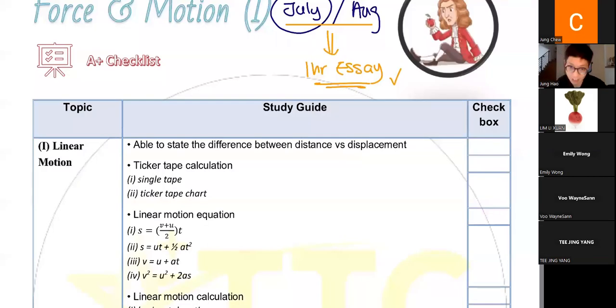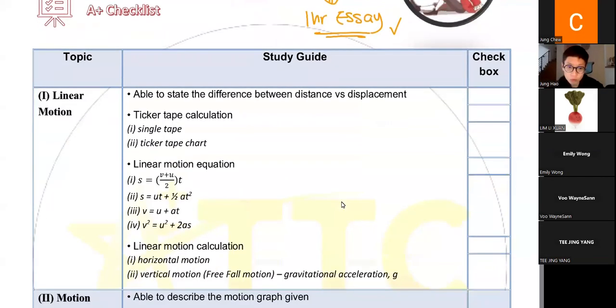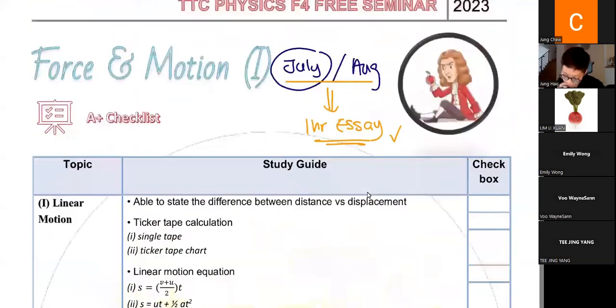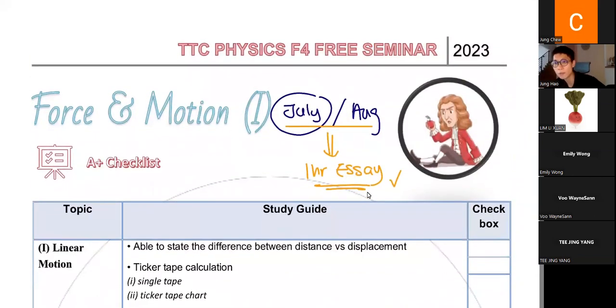Okay, let's start. Okay, guys. So today we are going to spend at least 1 hour. We're going to talk about essay questions because we want to focus on your July and August exam. So without further ado, let's start, guys.